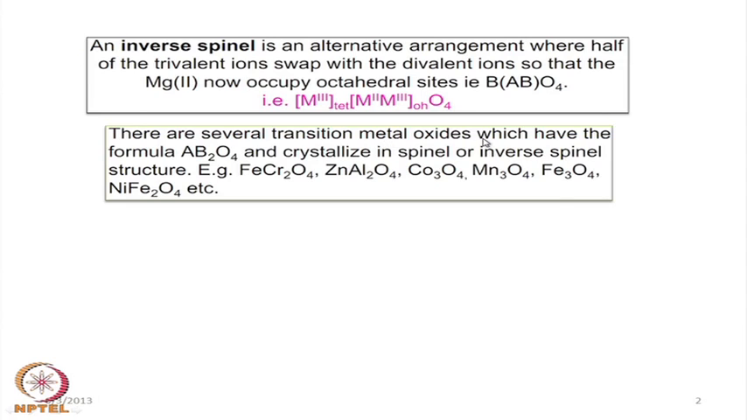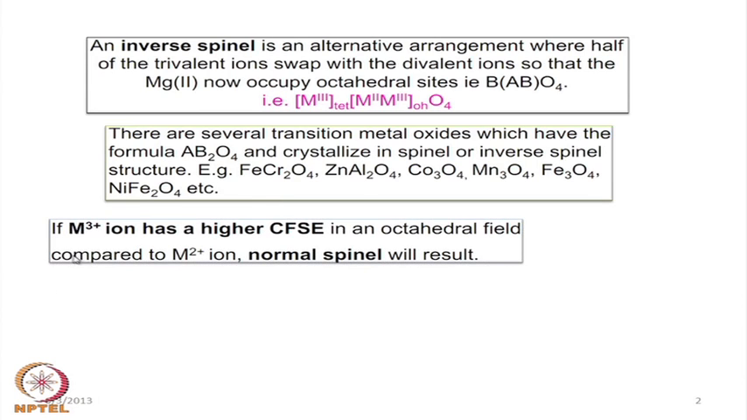So, as with zinc aluminum oxide or iron chromium oxide, these are basically transition metal oxides which have the formula AB2O4, but they crystallize in either the normal spinel structure or the inverse spinel structure. So, we have to identify which ion is present in the trivalent state and which is present in the bivalent state.